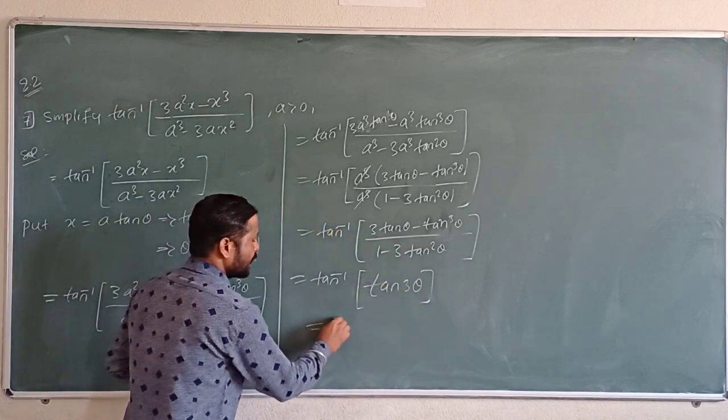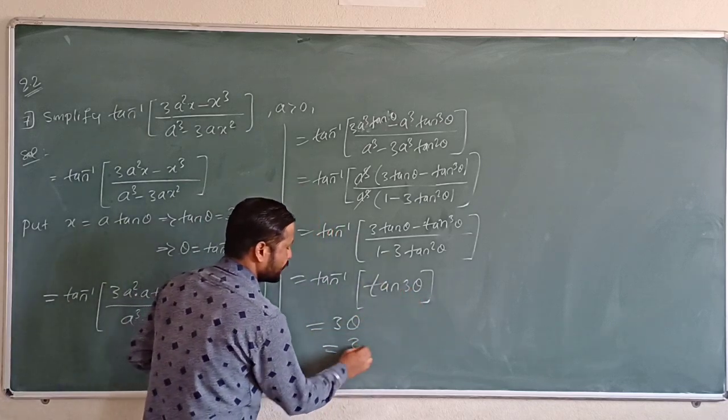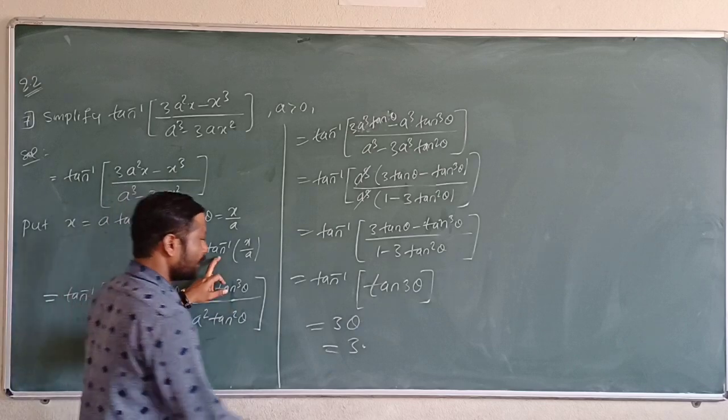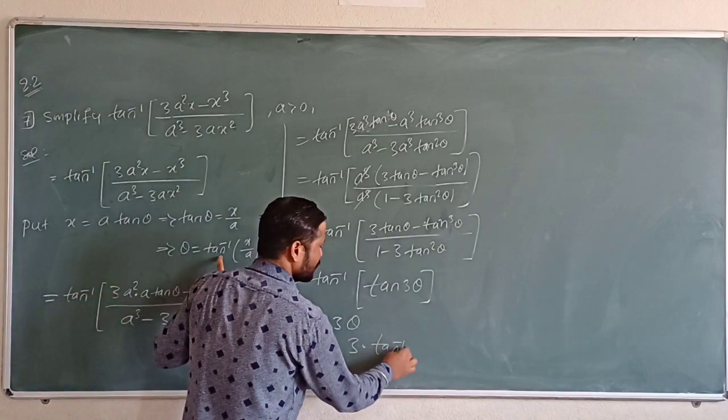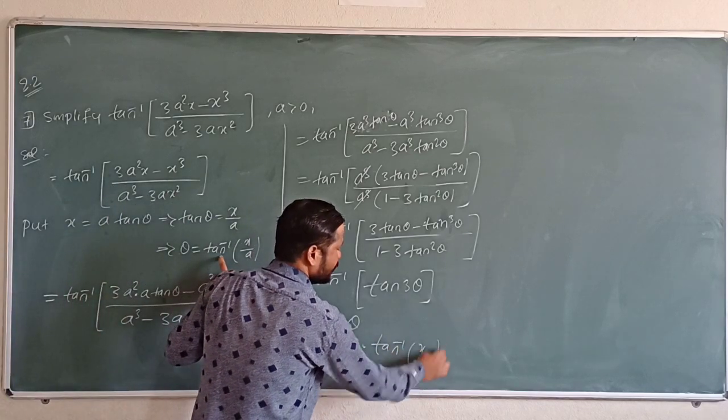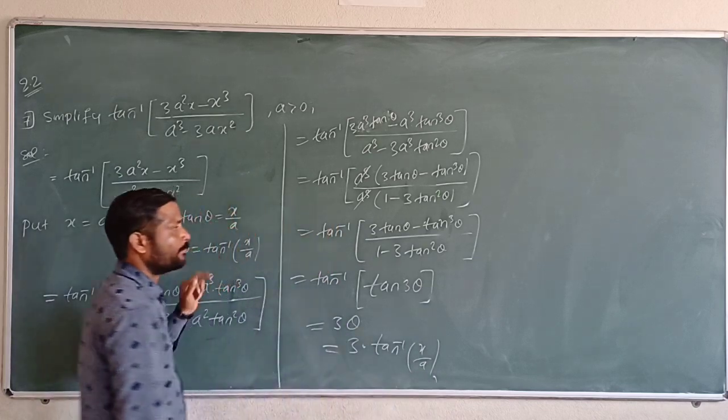Now tan inverse and tan get cancelled, leaving 3 theta. This 3 stays as it is. What is the meaning of theta here? It is the tan inverse of x by a, the simplest form. Right.